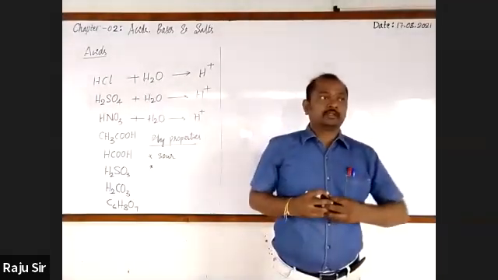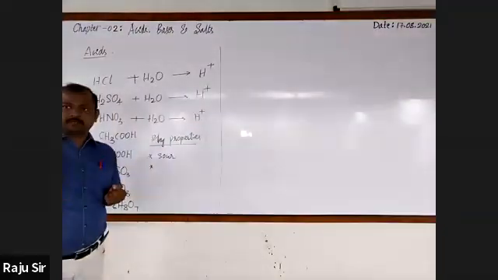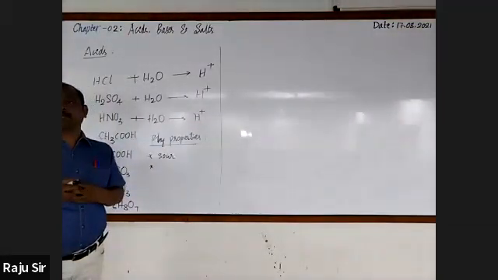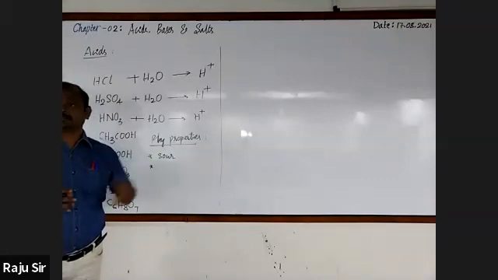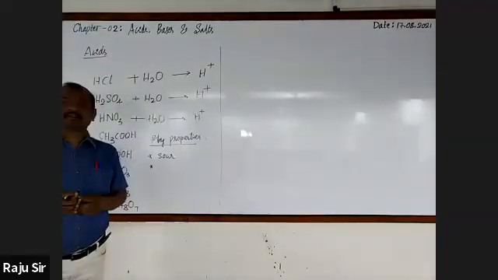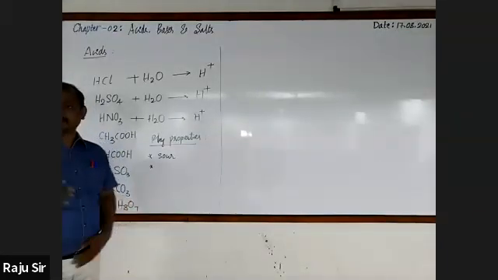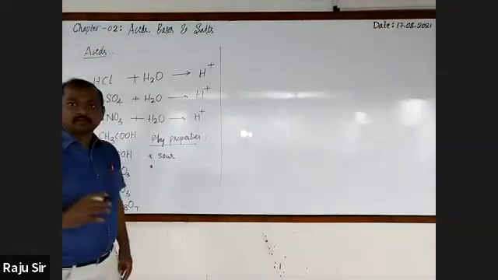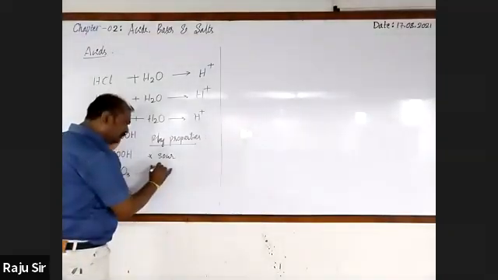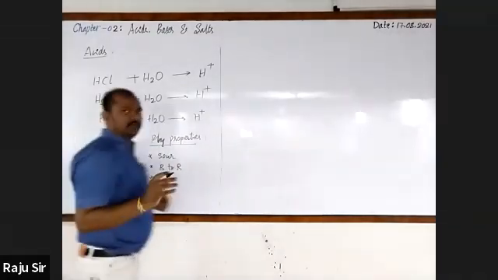Then we also know that if you dip litmus paper in acids, blue litmus paper turns red. If it is red litmus paper, it doesn't change; it remains red. It is a base that turns it blue. Got it? So all the acids will turn blue litmus to red.